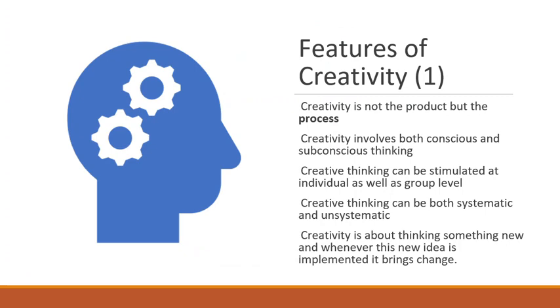Okay, features of creativity. Creativity is not the product but the process. Okay, process. Creativity involves both conscious and subconscious thinking. Creative thinking can be stimulated at individual as well as group level. So creativity ni kita bukan sahaja boleh cetuskan dari secara individu, tetapi juga dalam group. Okay, buat secara grouping. So creative thinking can be both systematic and unsystematic. So dia tak semestinya systematic, kena buat stage ni then proceed dengan next stage macam ni.